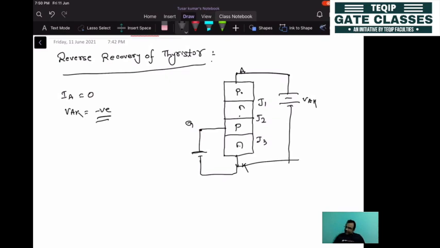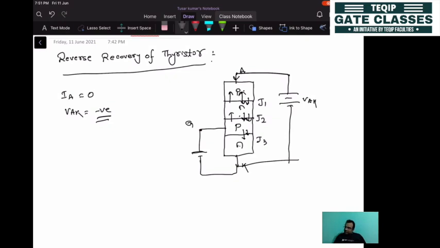Because the charge carriers are transferred from the P layer to the N layer, and the N layer to the P layer. In this case the current flows from anode to cathode, so the charge carriers flow in the opposite direction. Holes will be moving in the downward direction, but the electrons will be moving in the upward direction, that is from cathode to anode. So this is what is called the exchange of charge carriers between the anode and cathode.